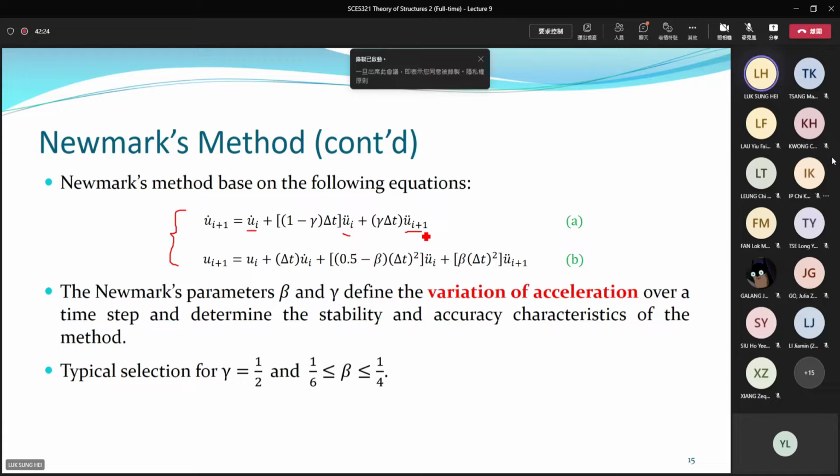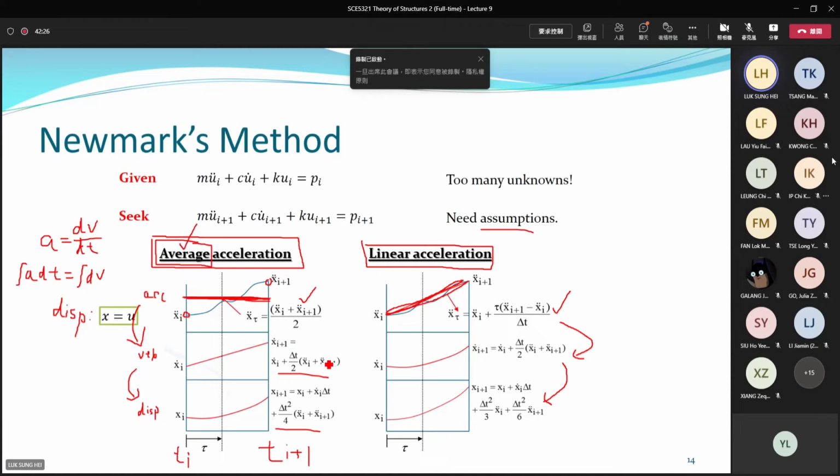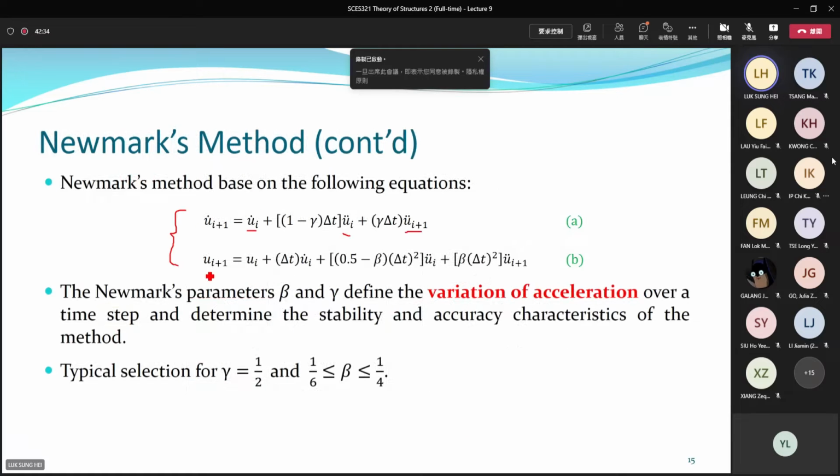Then what are they? Actually, they are the previous equations, based on different assumptions of accelerations. Newmark generalized all the scenarios into two simple equations, one for velocity, one for displacement. These two equations depend on two parameters. We call them the Newmark parameters, beta and gamma. These two parameters reflect different assumptions of acceleration, just like the previous picture.